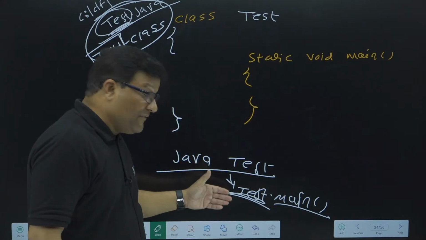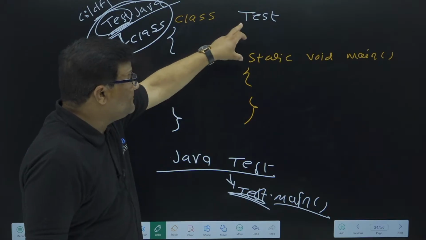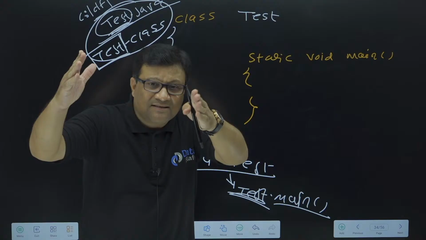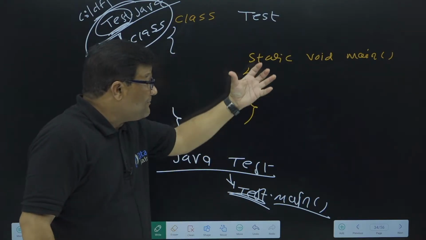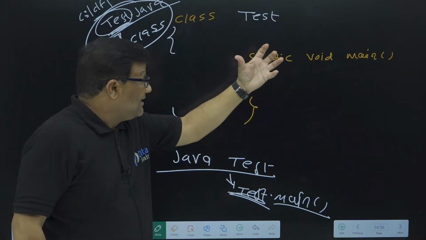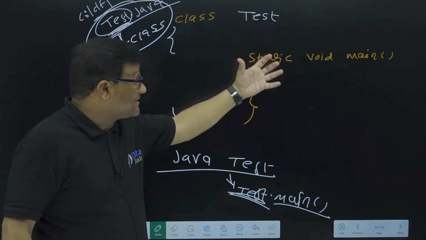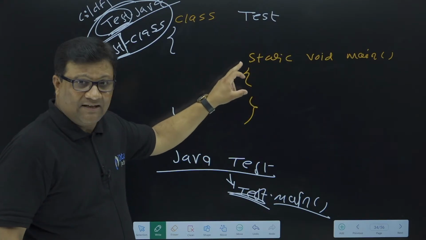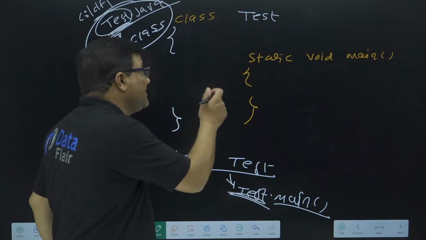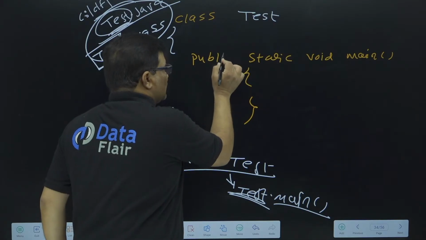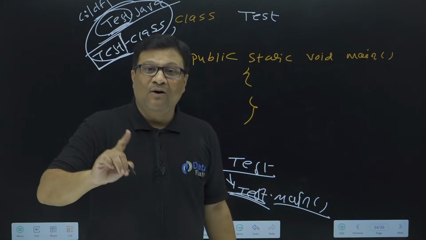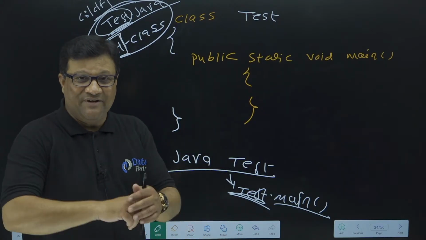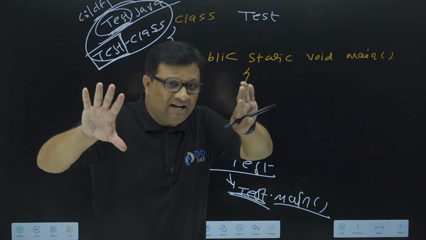JVM is not in the same package where I put this class. JVM is in some other package, and my class is in another package, right? And JVM wants to access this method. So let me allow JVM to access this method. JVM will only be able to access a method that belongs to a different package when it is a public method. So this public means JVM now has access authority to this main method, because JVM belongs to a different package and this class belongs to a different package.